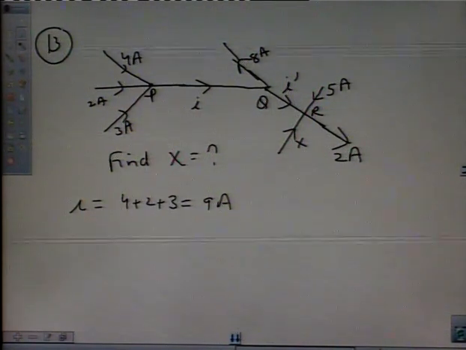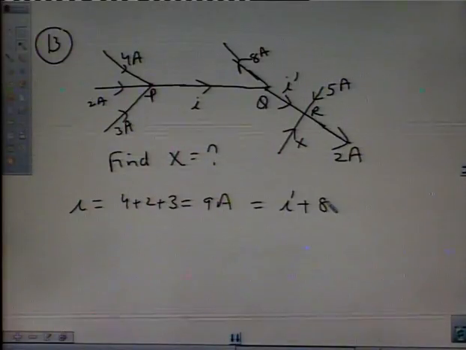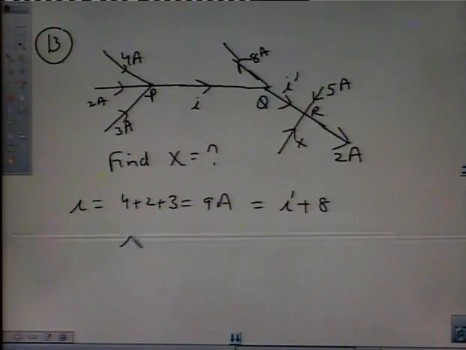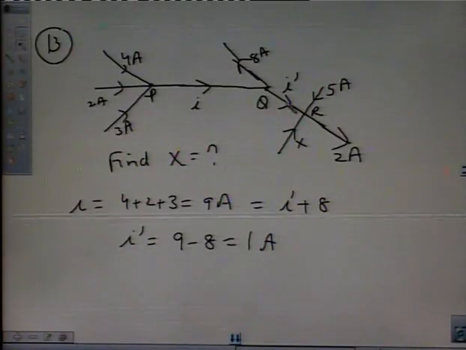Now at point Q, again this I current is divided into 2 parts, which is equal to I dash plus 8. So here we will find the value of I dash. This will come out to be equal to 9 minus 8, this is 1 ampere. So the value of current I dash is 1 ampere.